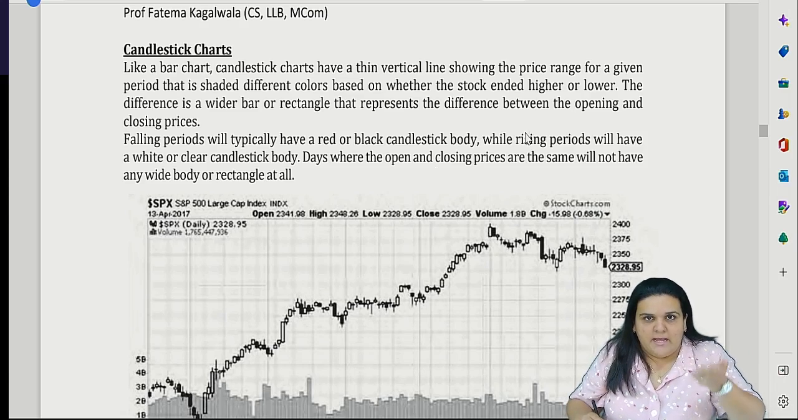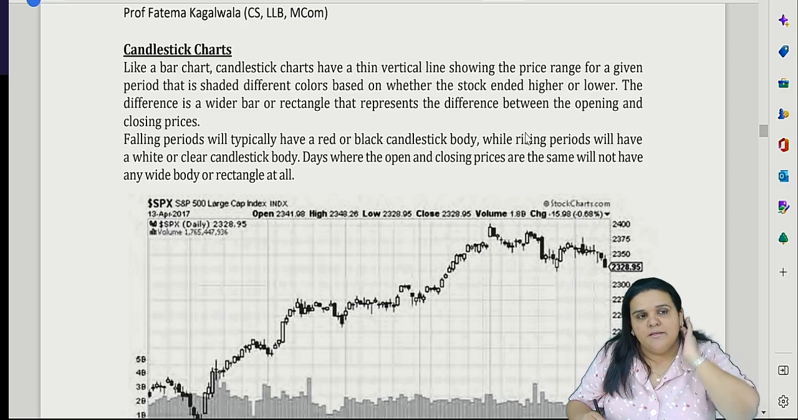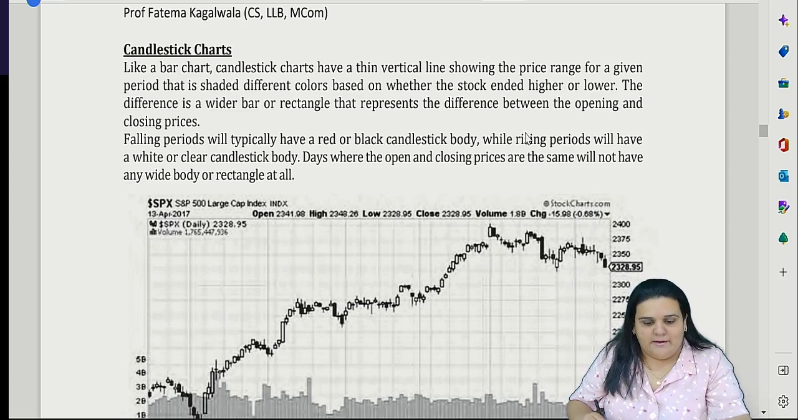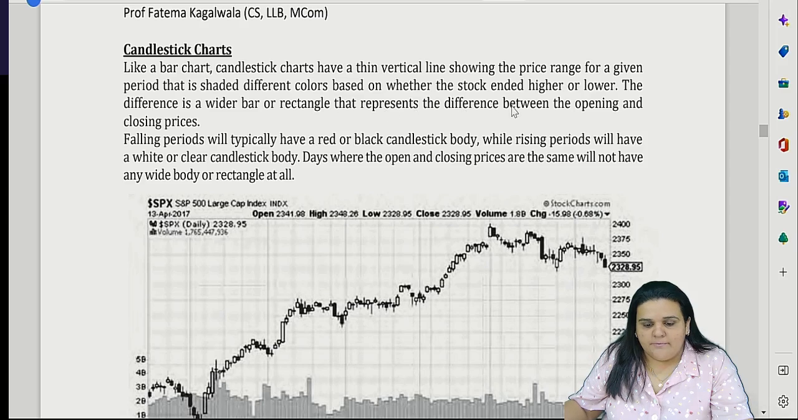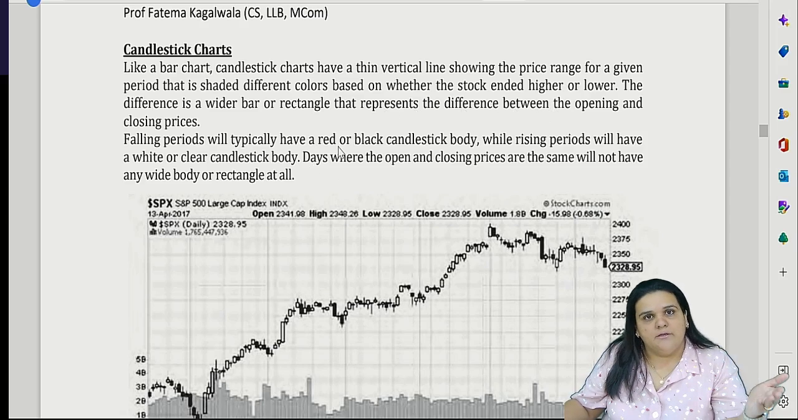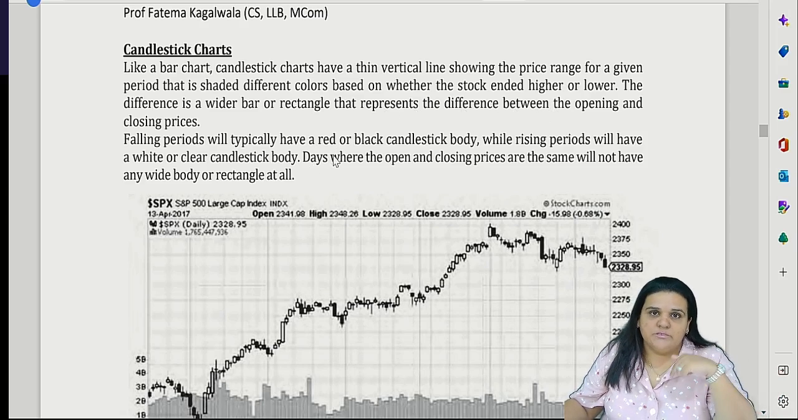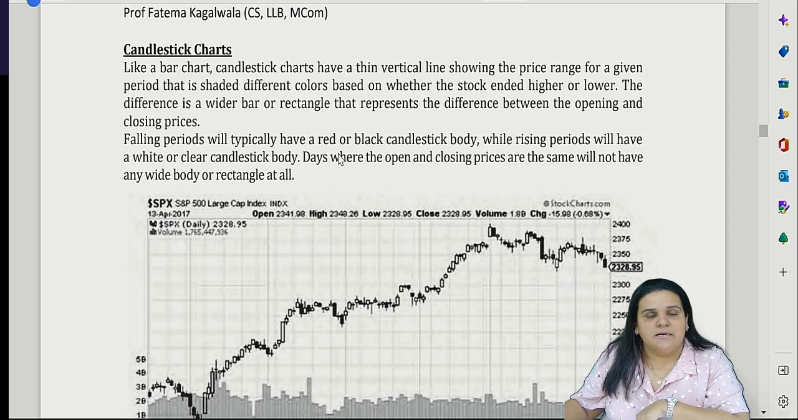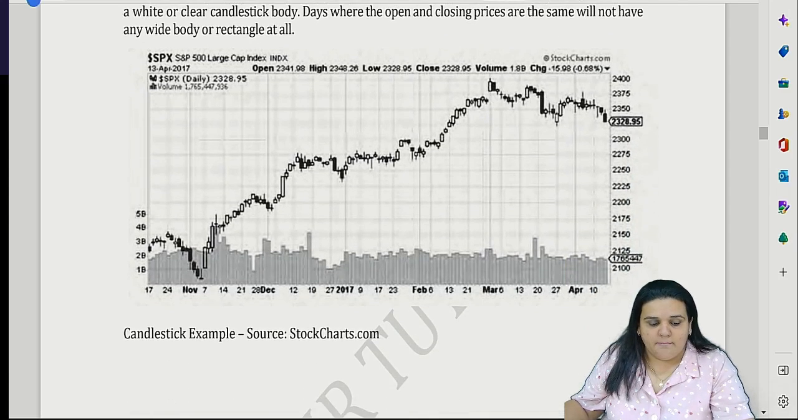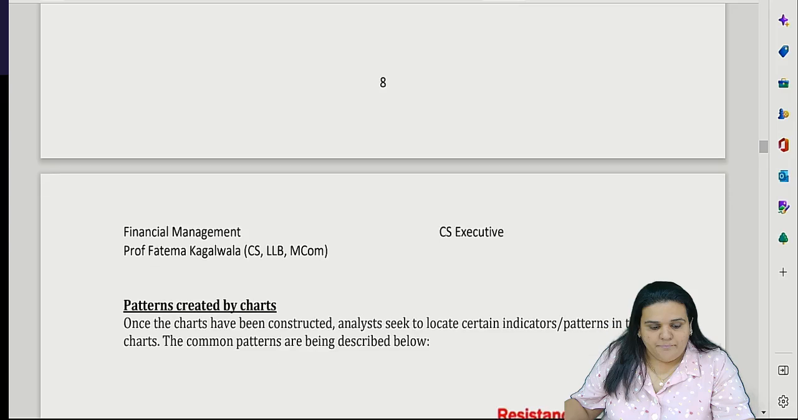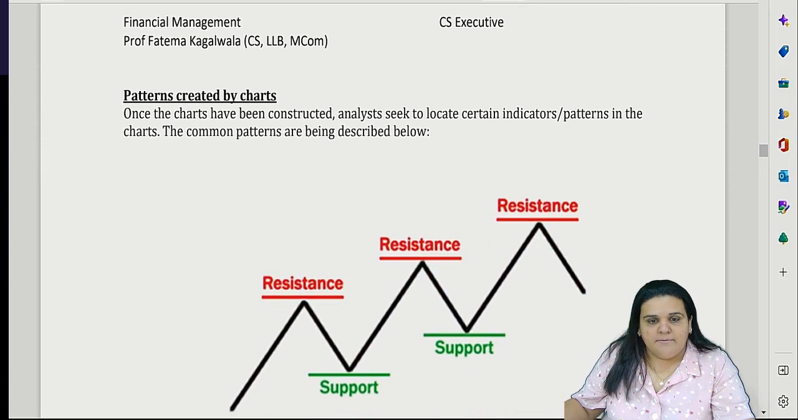So if it is rising high, it is a bullish trend, it will be green. Bearish, it will be red. Okay, so the difference is a wider bar or rectangle that represents the difference between the opening and the closing price. Also it shows the highest price it went to and the lowest price it has gone to. That is your candlestick bar. Okay, then patterns which are created by the charts.